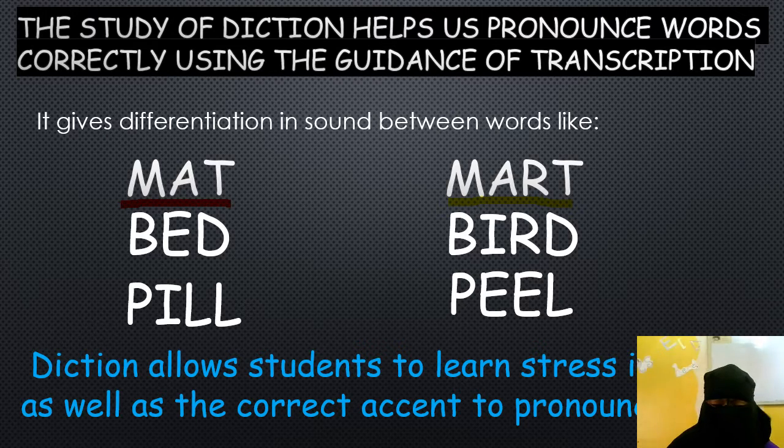We also have another one. Here we have bed and bird. They are different. And another one we have pale, and we have peel. That's a long vowel sound, peel. Diction allows you to learn stress in words as well as the correct accent to pronounce them. So let's quickly look at these words again. Mat, mat, bed, bird, pale, peel.